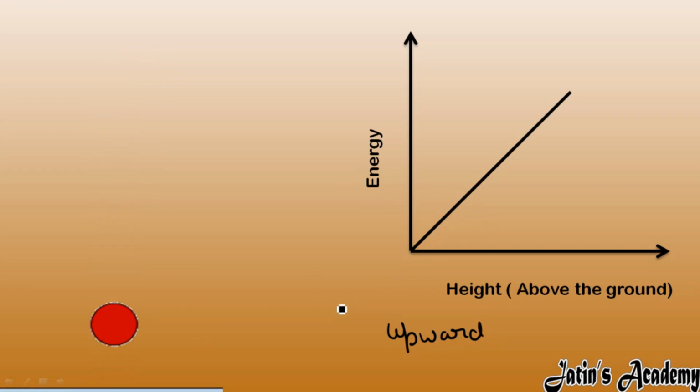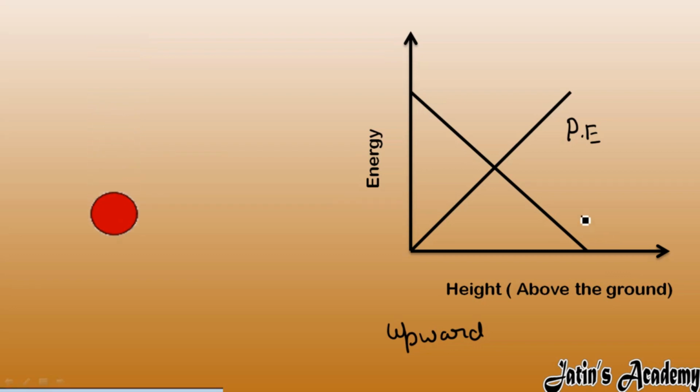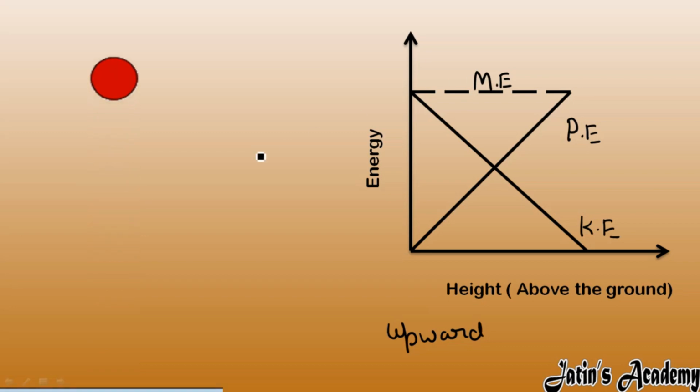So when the ball is moving upward, potential energy keeps on increasing, and its velocity keeps on decreasing until it becomes zero, so kinetic energy keeps on decreasing. So this is the graph of kinetic energy, but one energy is constant, that is the total energy or mechanical energy. If it is the case of vacuum, where air friction is not there, this is the mechanical energy, or you can also write total energy. Total energy remains constant, and when the ball is moving upward, potential energy keeps on increasing and kinetic energy keeps on decreasing.